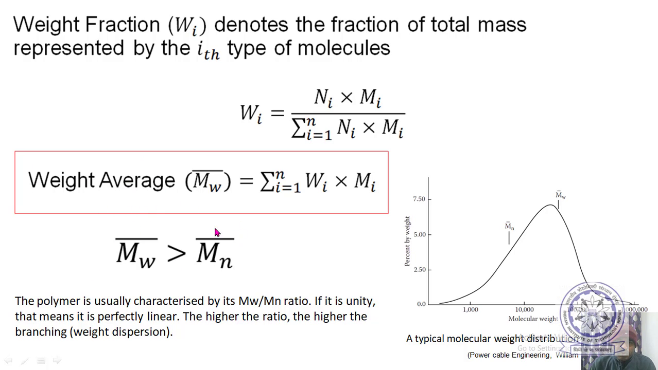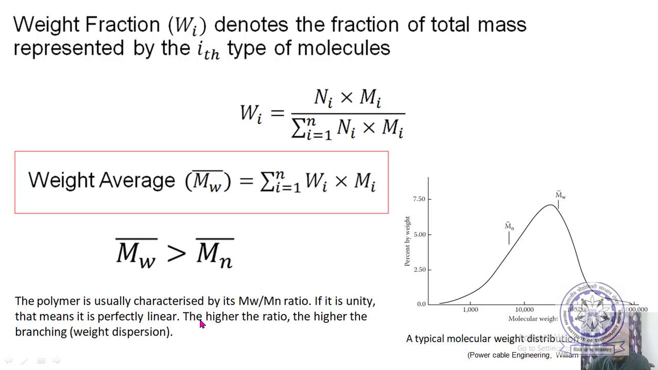Normally the weight average will be more than the number average of the mass. The polymer is usually characterized by its Mw by Mn ratio. If it is unity, that means it is perfectly linear. So the higher the ratio, the higher the branching and weight dispersion. It indicates how much the polymer is branching. This is a typical molecular weight distribution of a polyethylene. Molecular weight is given here, and this is where the Mn falls and this is where the Mw falls. So this Mw is slightly higher than Mn.